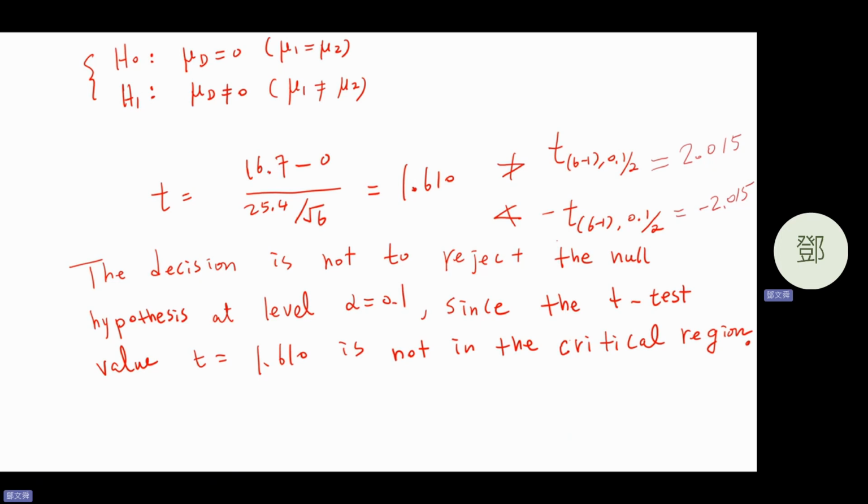Okay, since the t-test value 1.610 is not in the critical region. Okay, and now let's go to the table for this value.